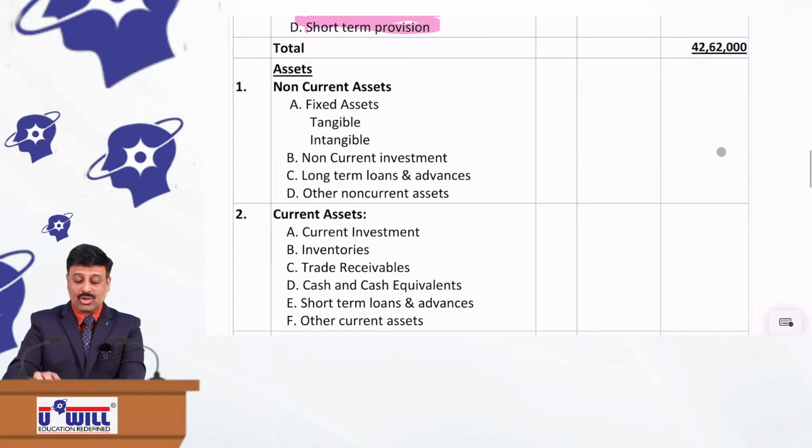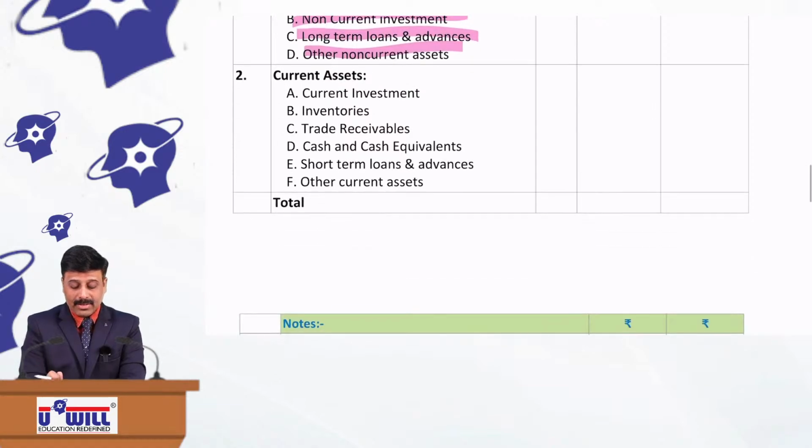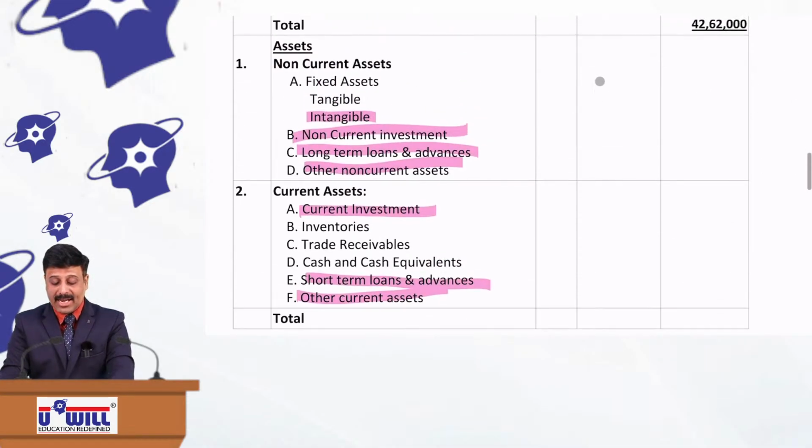Now in assets also, see these things we don't have, so we'll not write. Intangible, non-current assets, these things we don't have. Then current investments we don't have. Short-term loans and advances and other current assets we don't have. In exams also, if these items are not there, you may not write them even in the balance sheet.